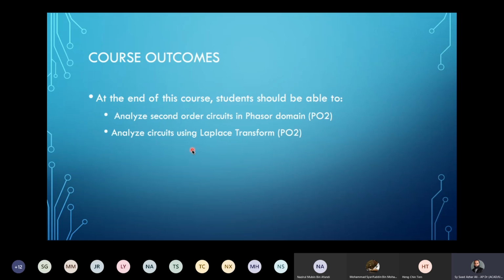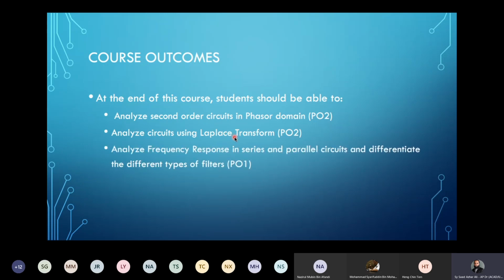Analyze circuit using Laplace transform. So as I said, we'll be using frequency domain to solve the circuits. You should be able to solve the circuit using Laplace transform in frequency domain. You can analyze the frequency response in series and parallel circuits. This is where the network comes in, and differentiate between different types of filters. This is the most important, most interesting part, I would say.